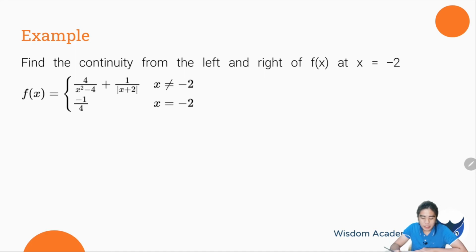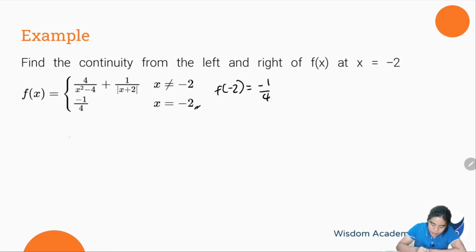Okay? So now, magkakaroon naman tayo ng example on how to solve continuity from the left and from the right. In this example, we are tasked to find the continuity from the left and right of f of x at x equals to negative 2. So first, hanapin muna natin si f of negative 2. So f of negative 2 will be equal to negative 1/4 since given na sa atin siya dito.